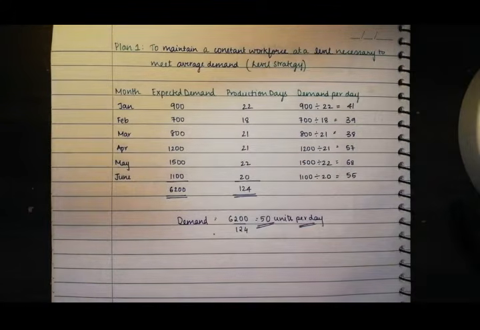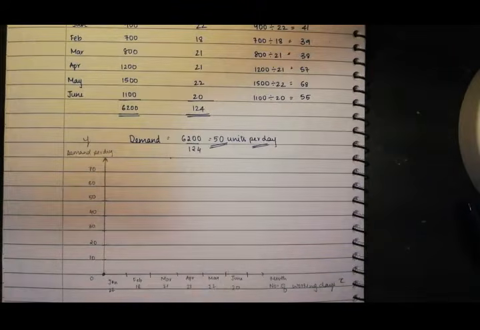Also, this plan is essential because it can be produced graphically, and I'll show you that right now. Okay, so now here's the graph for plan 1, and I'm going to show you how you can do it.